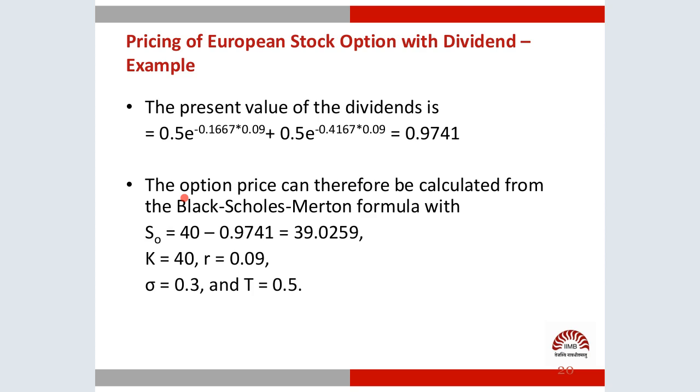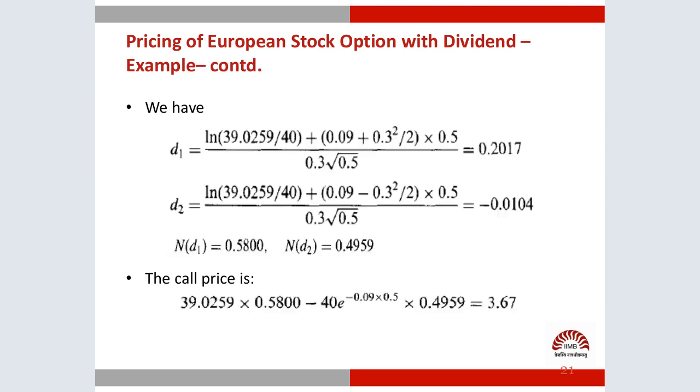So that becomes 39.0259. My strike is 40, interest rate is 9%, volatility is 30%, and the time to maturity is 6 months, 0.5 years. So I plug these numbers in. All I've done is calculate my D1 and my D2. Then I looked up the normal distribution table to find the value of N(D1) and N(D2). Once I know N(D1) and N(D2), I plugged those numbers into the call price equation, and I found the price of the option.